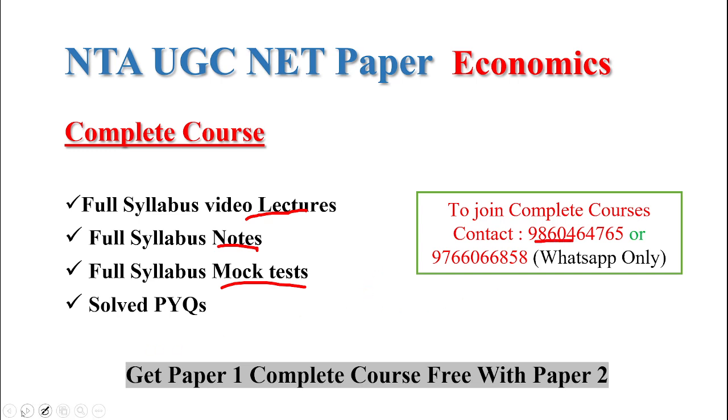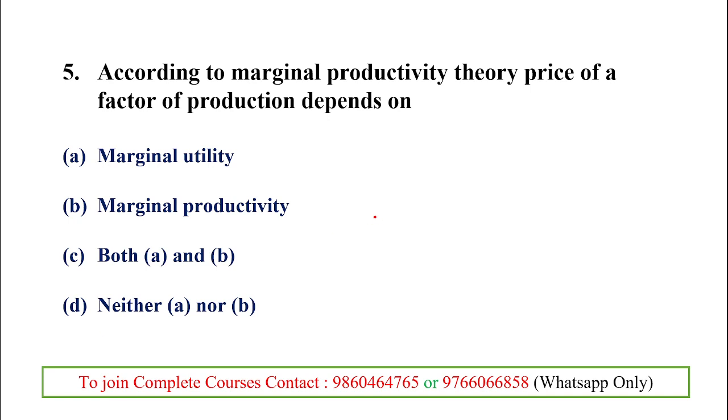Okay, and the next question relates to the marginal productivity theory again. According to the marginal productivity theory, the price of a factor of production depends on which force? The marginal utility, marginal productivity, both marginal utility and marginal productivity, or neither A nor B.